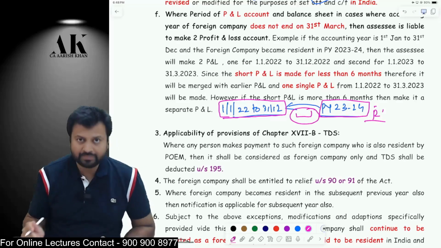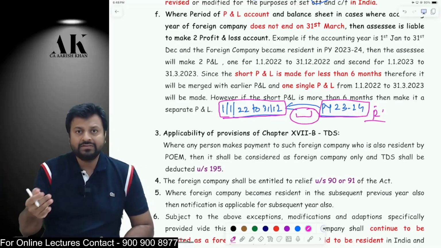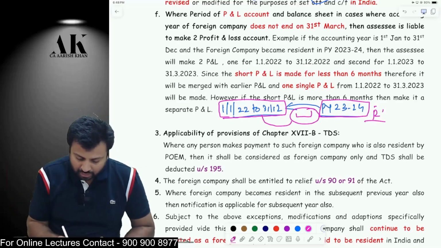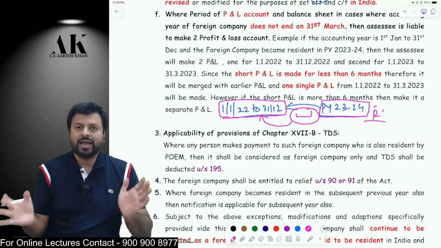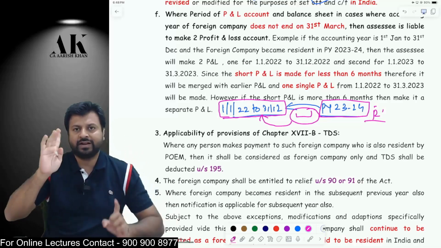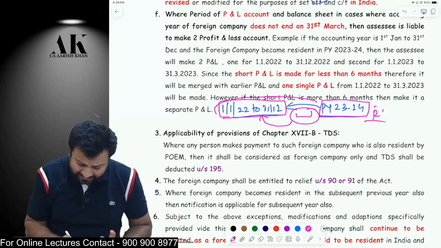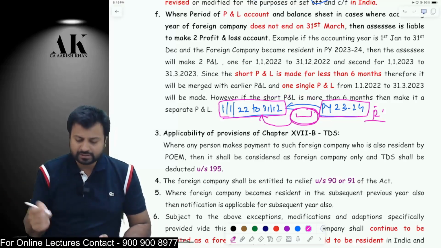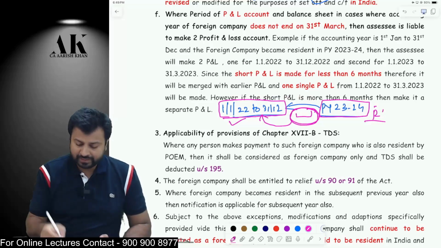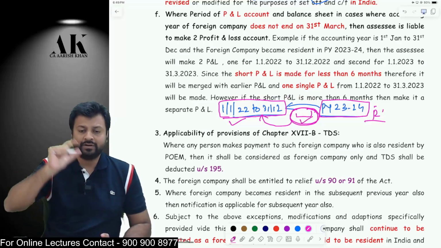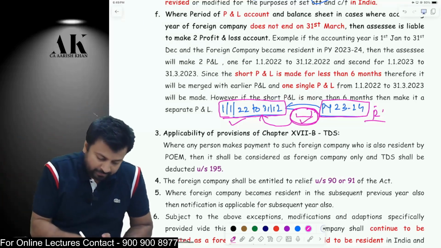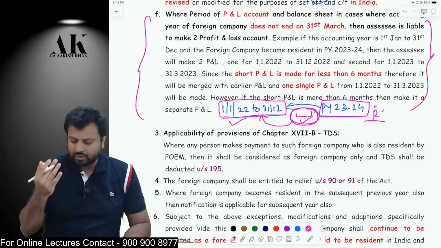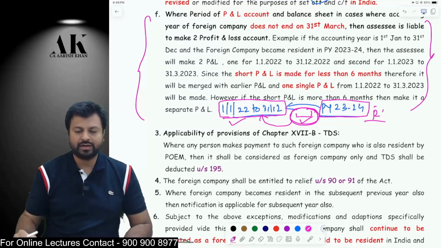If this intervening period is less than 6 months, you have to add that period to this last year and make that entire period one financial year. That entire period will be called one financial year. But if this intervening period is more than 6 months, then this last year will be a separate financial year and this more than 6 months period will be called a separate financial year. For better understanding, I have put an example over here. You can read that. With the help of that example, you will understand very easily.